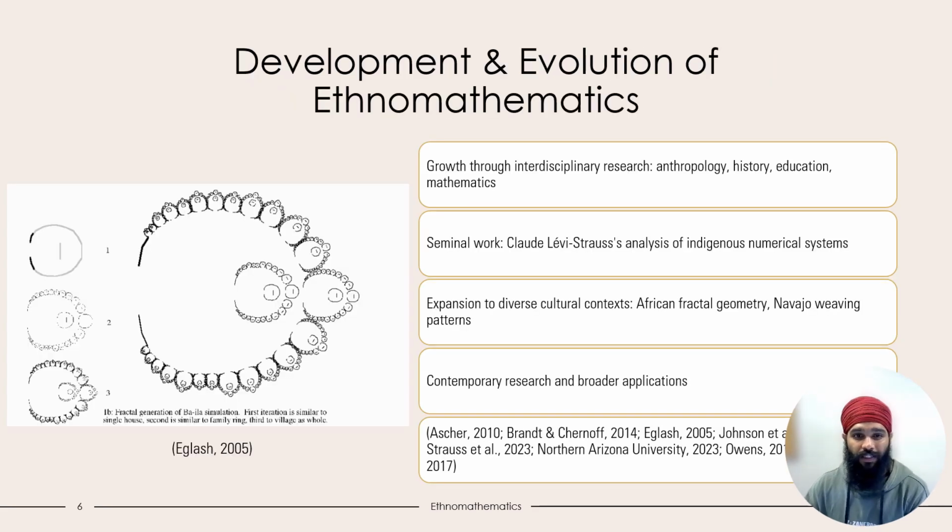The field has developed significantly since its inception in the late 20th century. It's grown considerably through interdisciplinary research, drawing from anthropology, history, education, and mathematics itself. One of the seminal works in the field is Claude Lévi-Strauss's analysis of indigenous numerical systems in his book The Elementary Structures of Kinship. Lévi-Strauss's exploration of the mathematical symbolism embedded in kinship systems laid the foundation for subsequent studies on the cultural foundations of mathematics. Building upon this legacy, contemporary ethnomathematical research has expanded to encompass a diverse array of cultural contexts, from African fractal geometry to Navajo weaving patterns.